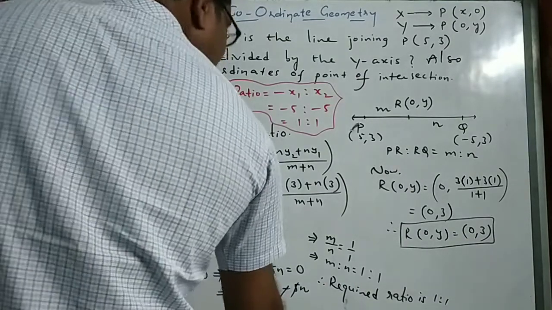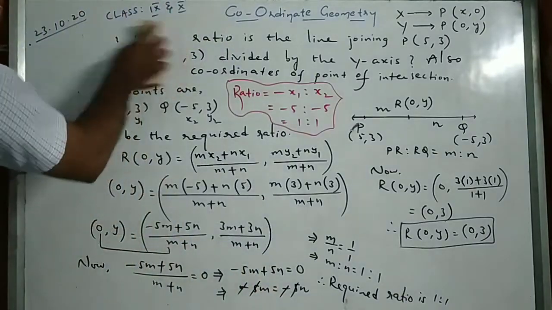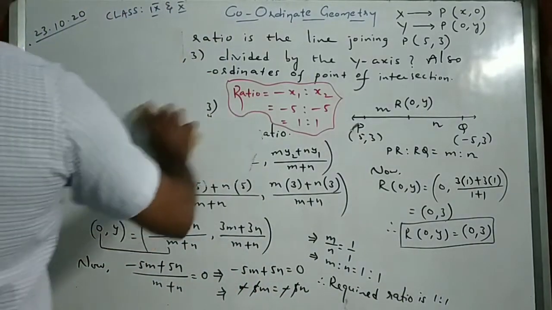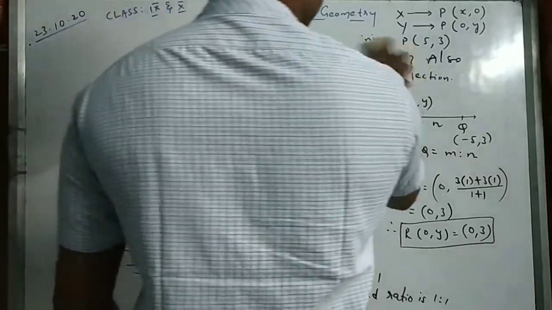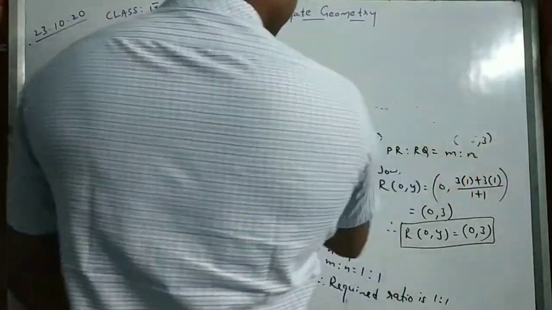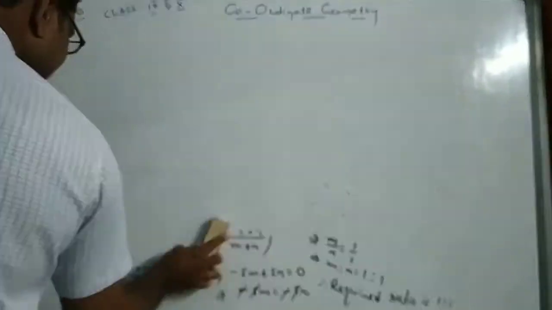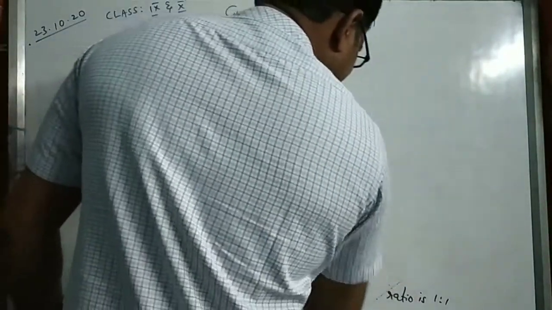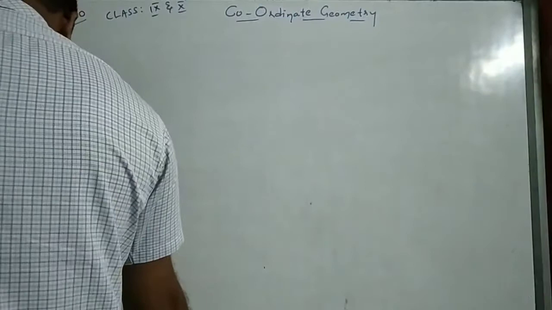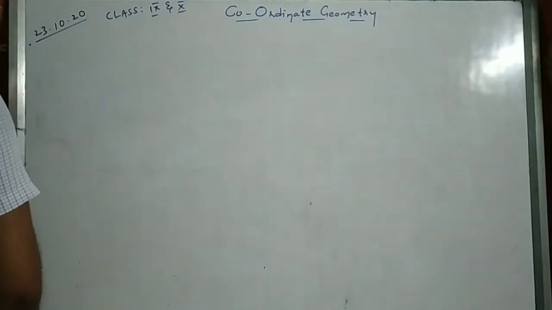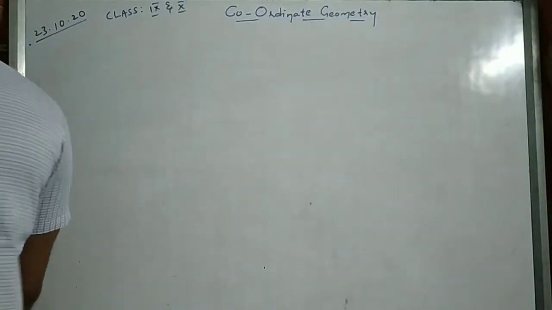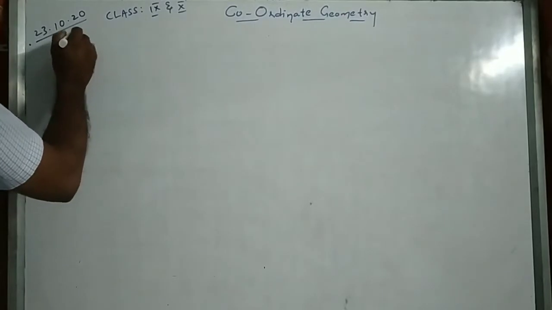Okay? We will see one more problem now. So, a very important concept, the ratio formula. X-axis means y is 0, y-axis means x is 0. So now I said y-axis. We will see one more problem on the x-axis now. Second question.